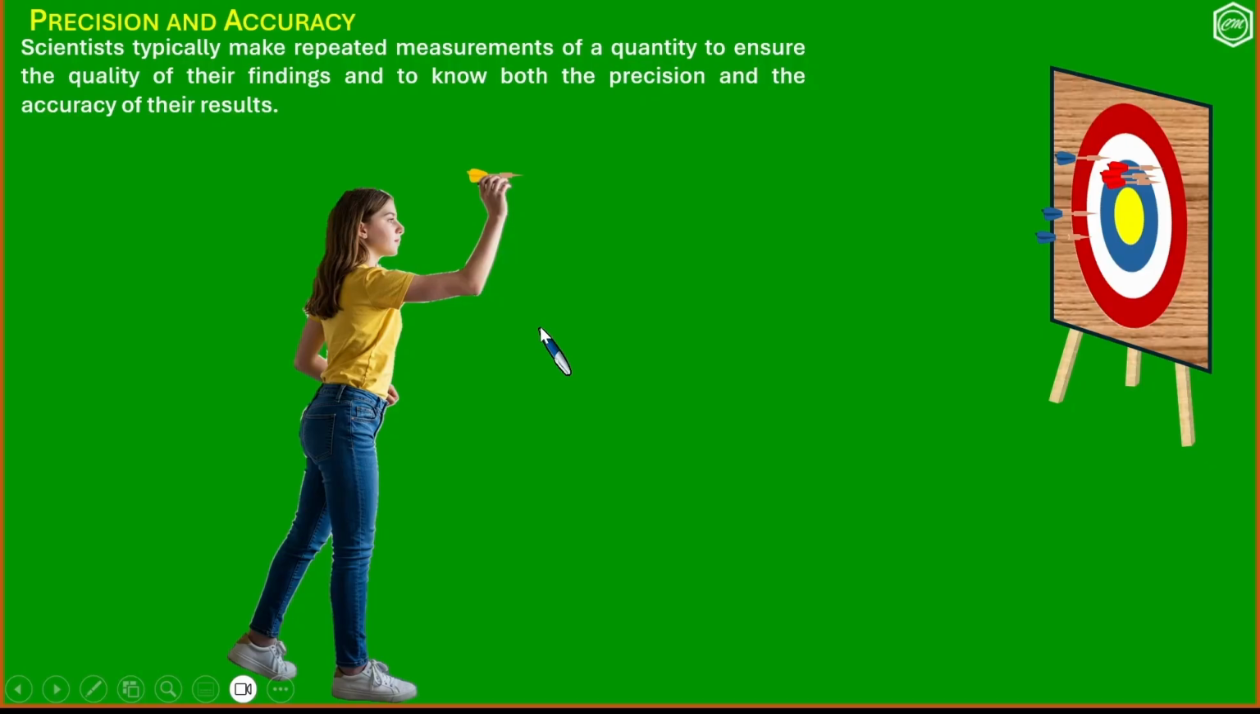Here comes Sarah. She is ready to throw. Now wait for her first throw. Yes, it hit the yellow target.